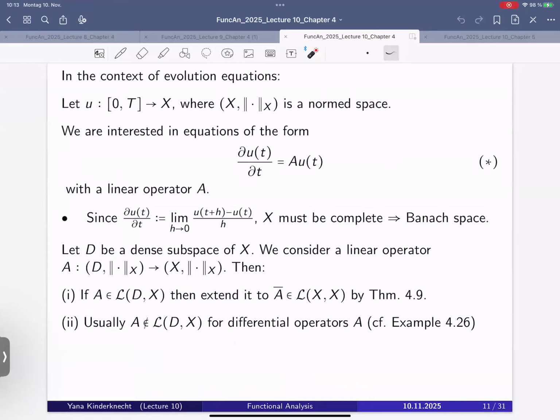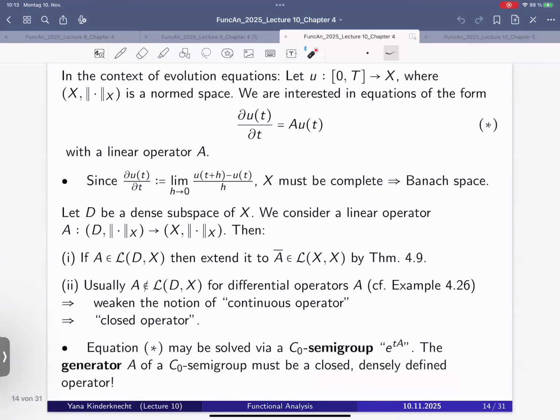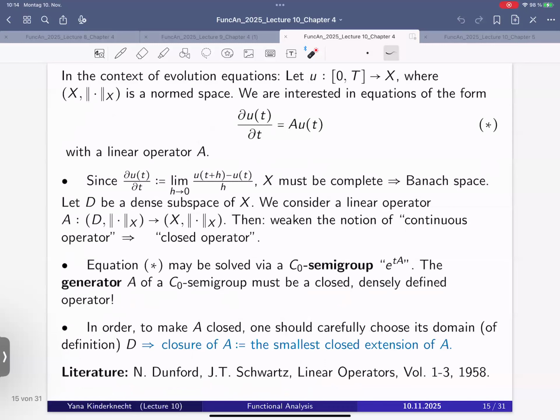Okay, let us go further. So this is a motivation that closed operators are very important because with the help of them and with the help of semigroup theory, we are able to solve such equations. One more remark. In order to make A a closed operator, one should carefully choose its domain of definition D.